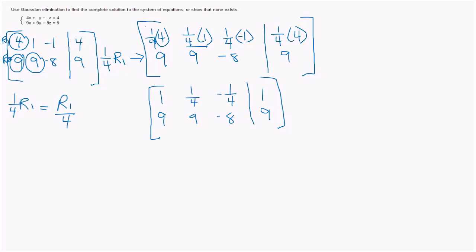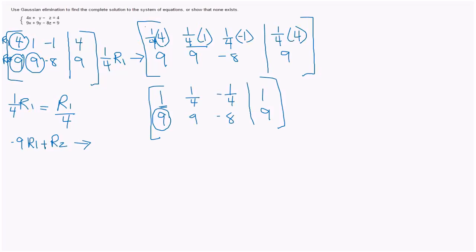So what I have done is I've gotten 1 into this position, and so my next step is to get 9 to be a 0. So my next operation that I'm going to do, and I'm going to do it over here, is I'm going to multiply row 1 by -9. -9 times row 1, and then add row 2. And when I do that, I hope that I'll get a 0 in that position there.